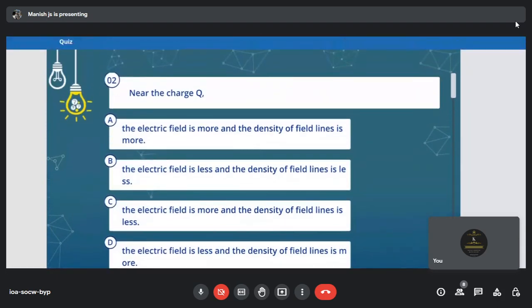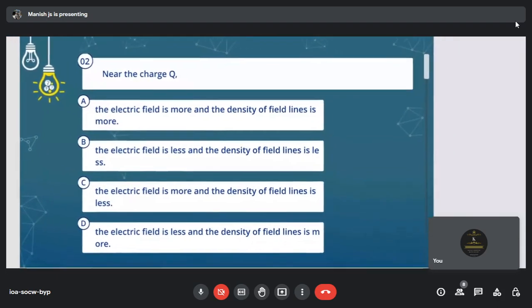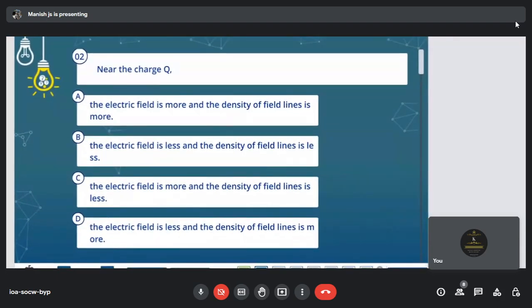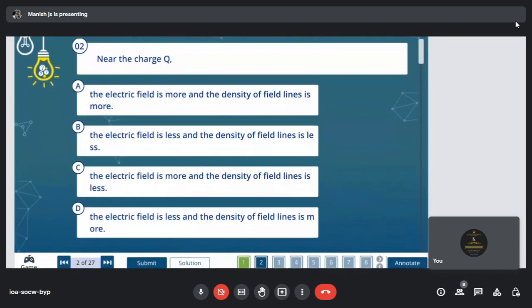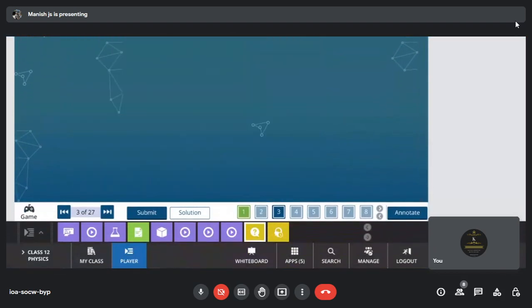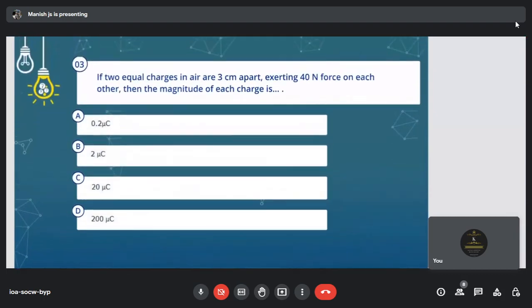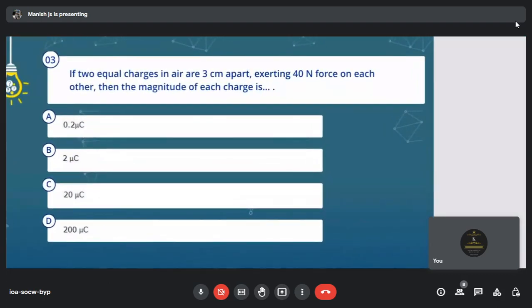Next question. So based on the topic understanding, we will see. Now net charge, you have Q. So near the charge Q. Okay, this question is incomplete. We'll move on. Sorry. Another question. If two equal charges in air are 3 centimeters apart, exerting a force of 40 newtons on each other, what is the magnitude of each charge? So apply Coulomb's concept and tell me the answer.